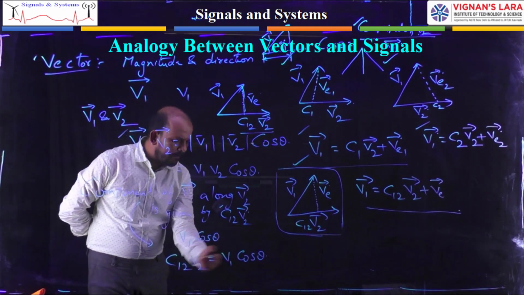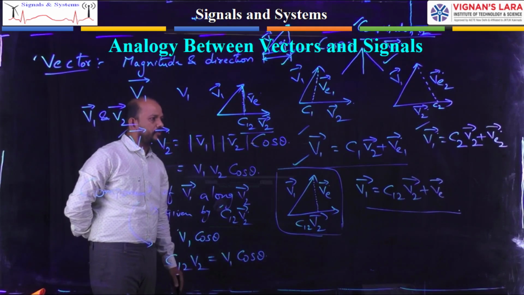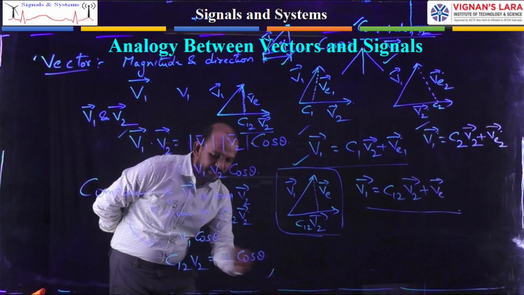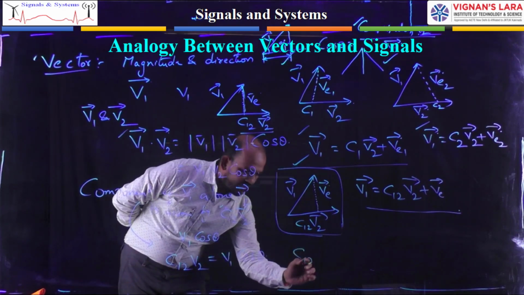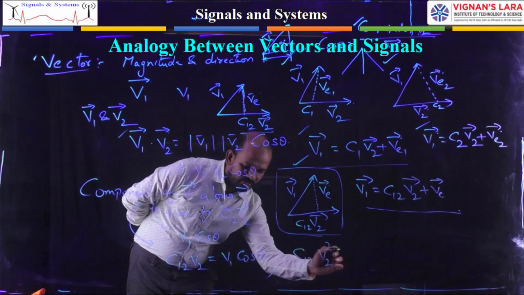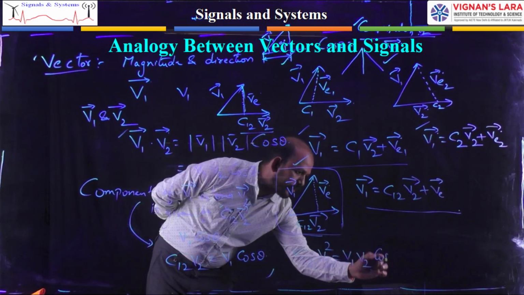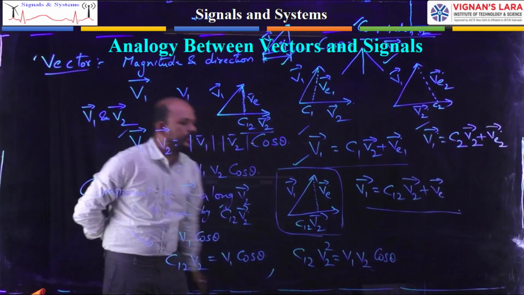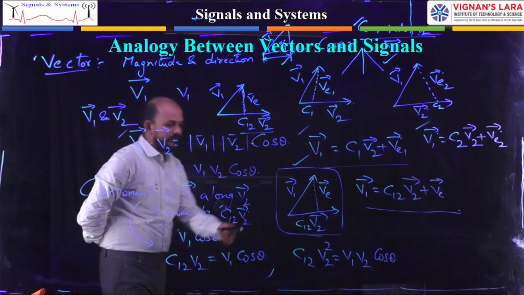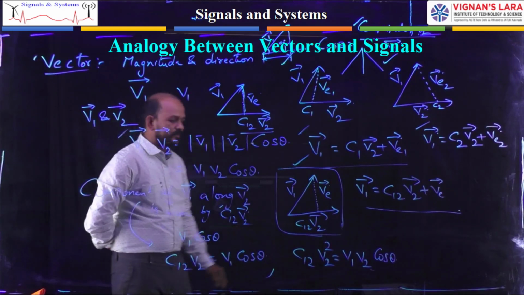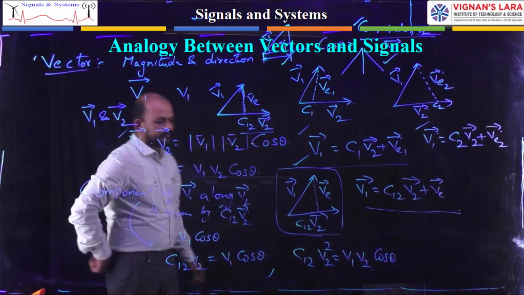Now multiply on both sides with V2. What happens on multiplying both sides with V2? C12 V2 square equal to V1 V2 cos theta. So C12 V2 square equals V1 V2 cos theta.